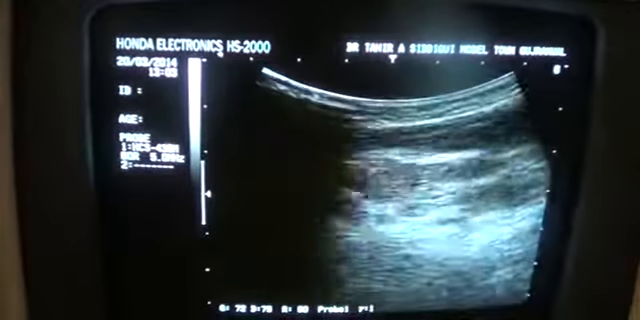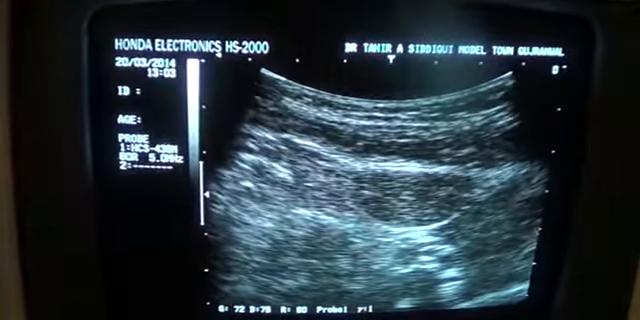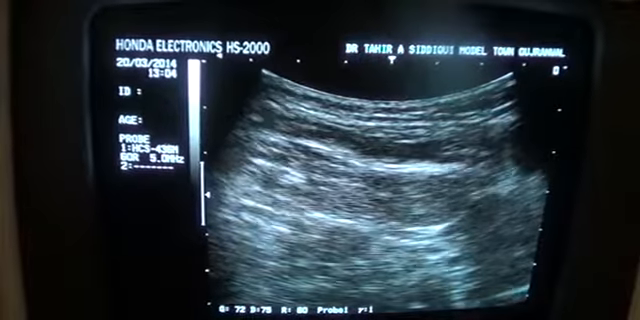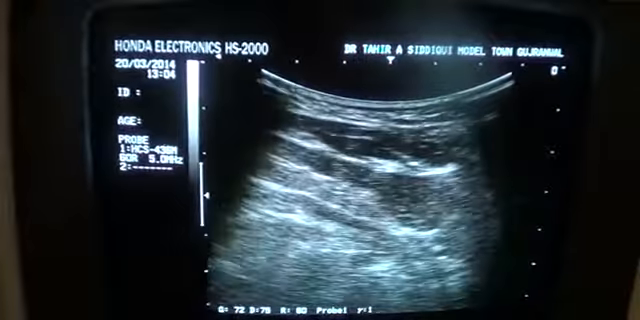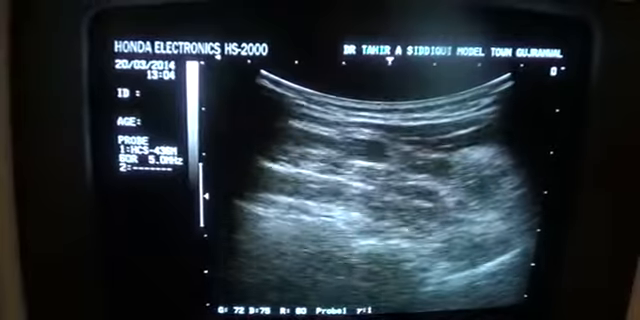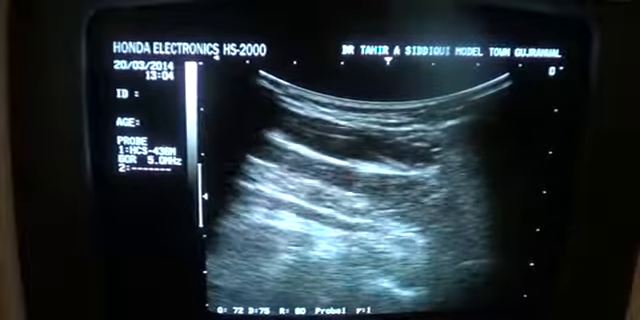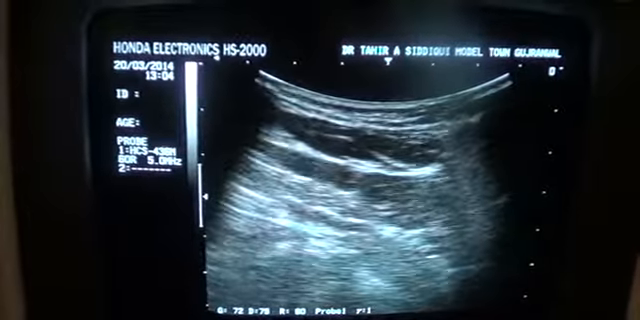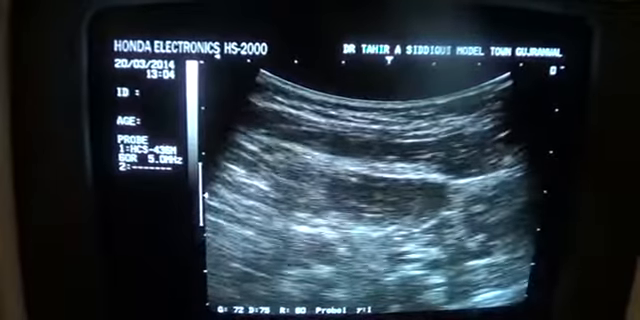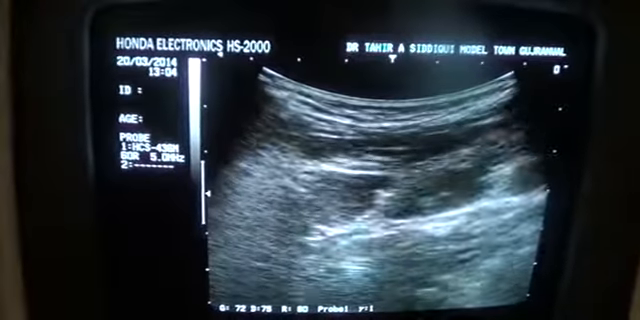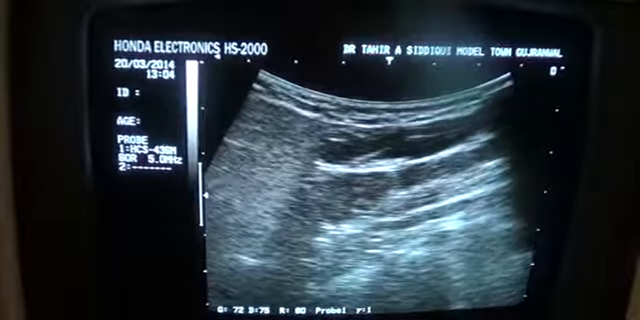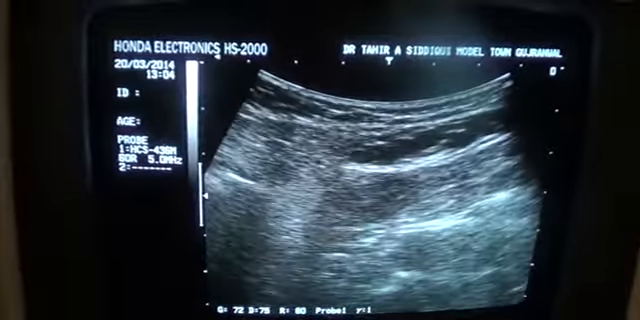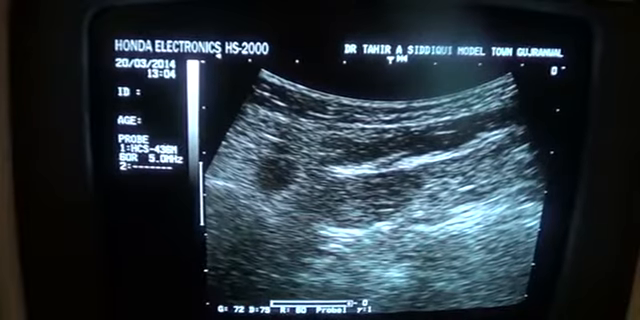Now I am moving towards the cervical region. This is a lymph node, and when I give a sweep to the probe, keeping the lymph node in the center of the screen, it almost retains its shape. Here I have given almost a 180 degree sweep, and you see it retains its shape, this one.